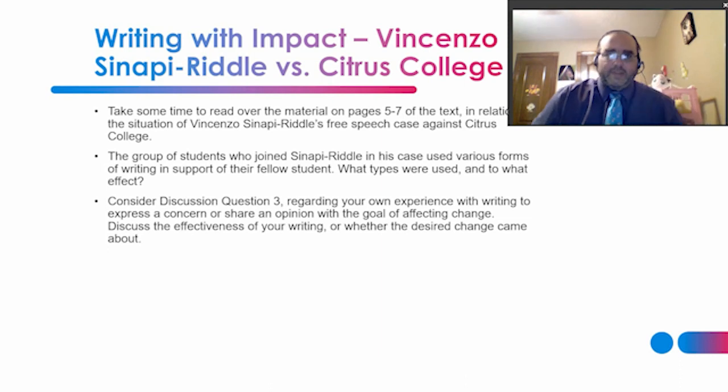All right. Now, let's talk about writing with impact. We're going to talk about a student who was writing about a bad situation at their college campus. His name is Vincenzo Sinapi Riddle. Now I want you to take a look at pages 5 through 7 of the text.